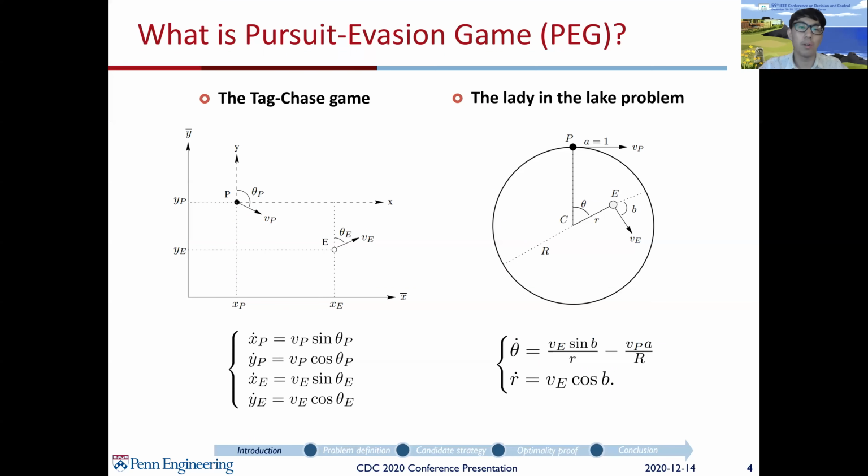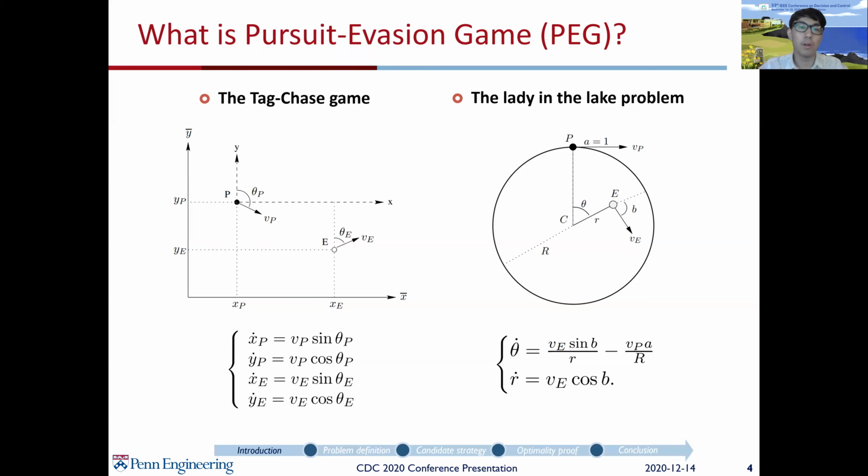What is a pursuit-evasion game? There are two examples below, the tag chase game and the lady in the lake problem. There are pursuers and evaders in the game, and the state dynamics are shown below. Here is the parameter space for search and pursuit-evasion, and you can see that there are many variants of PEG.